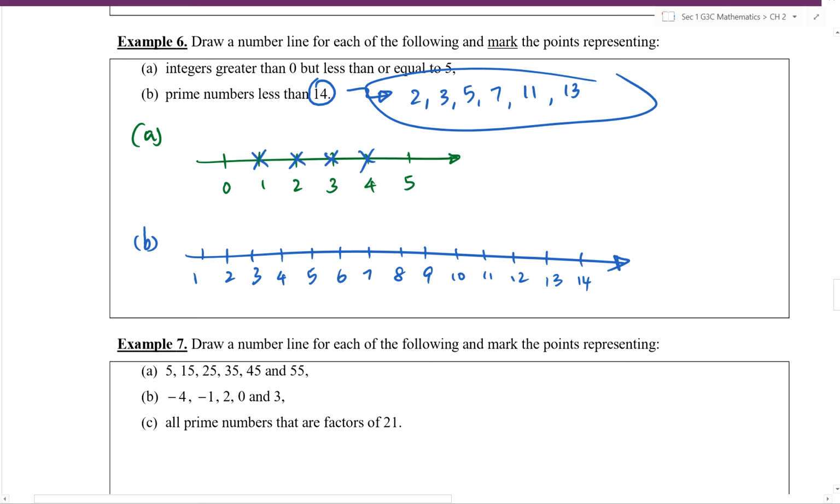Okay, then from here, I will mark out the numbers: 2, 3, 5, 7, 11, and 13. So these are my prime numbers.